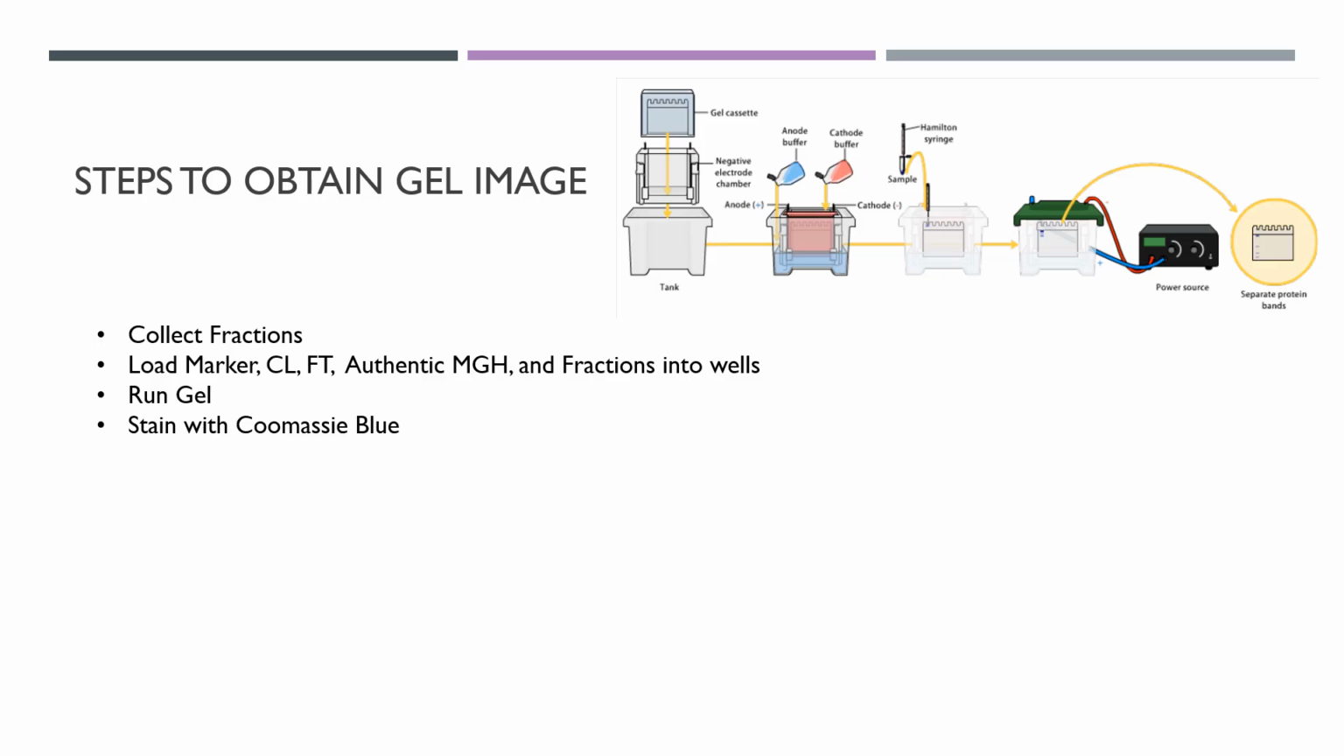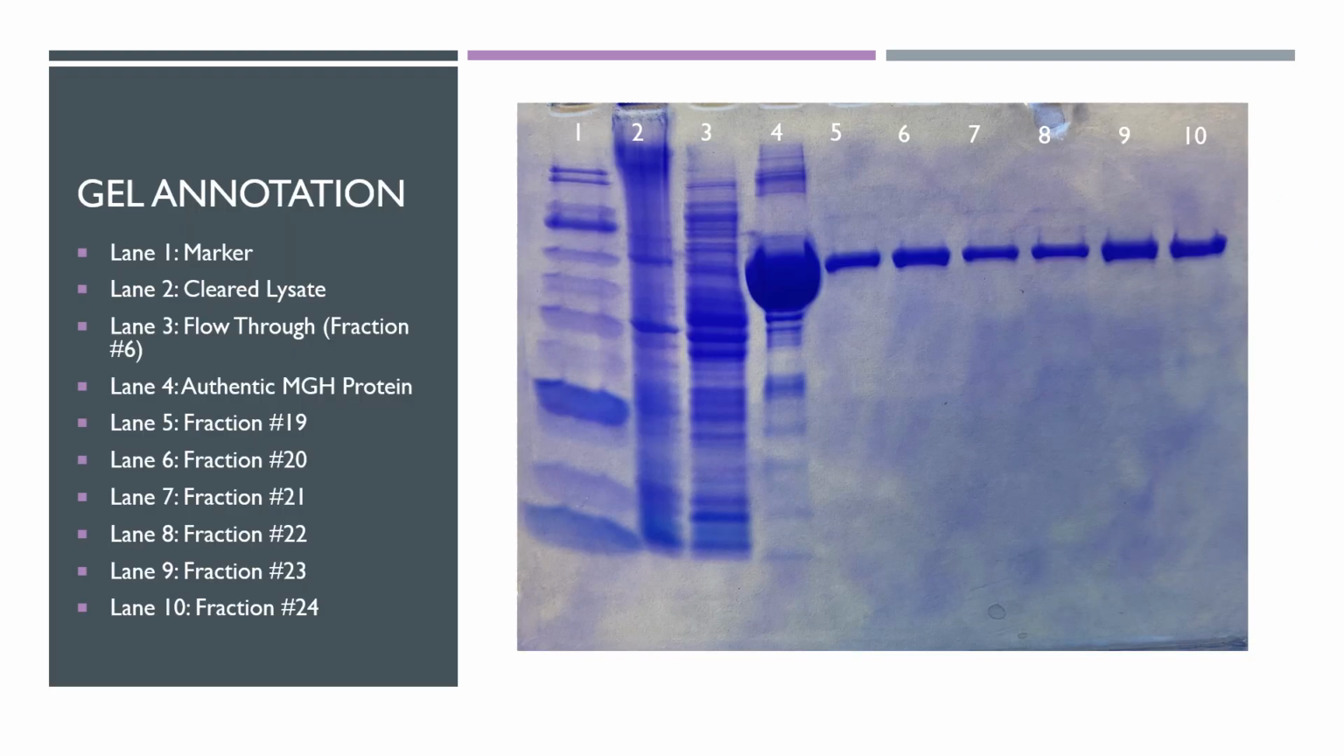Along with the samples, we would load a marker and a pure MGH sample. The SDS will coat the proteins and make them negatively charged, which will separate them by mass, and the marker will let us get an estimated size. And after running the gel, we would have stained it with Coomassie blue to see the proteins. So this is the gel image that was given to us, and I'll be going over it.